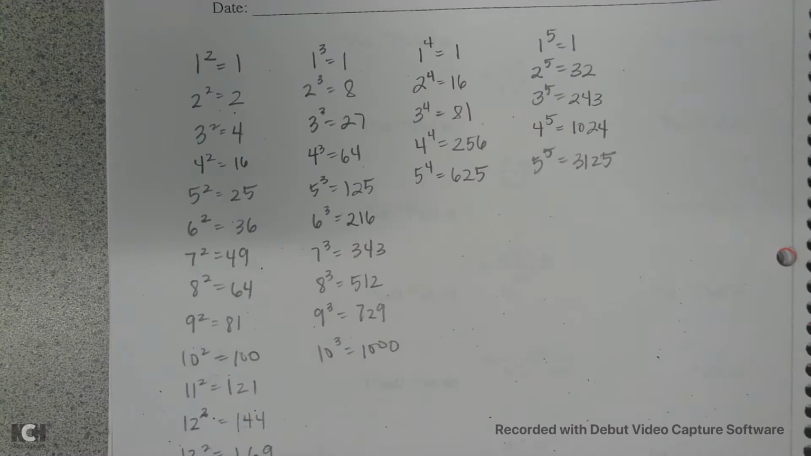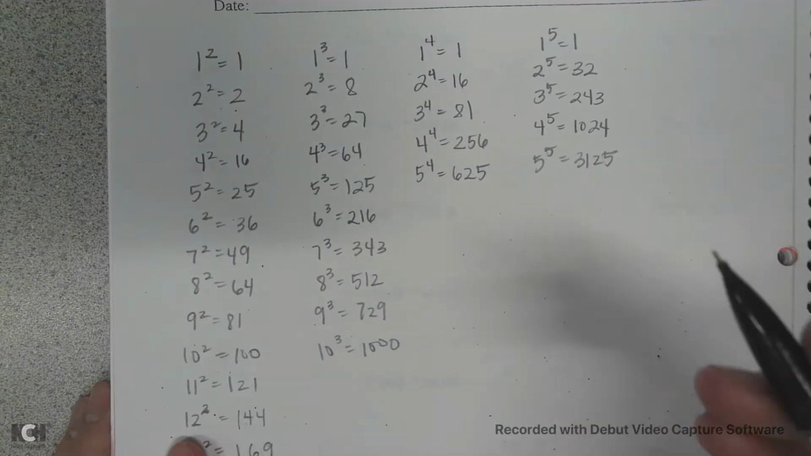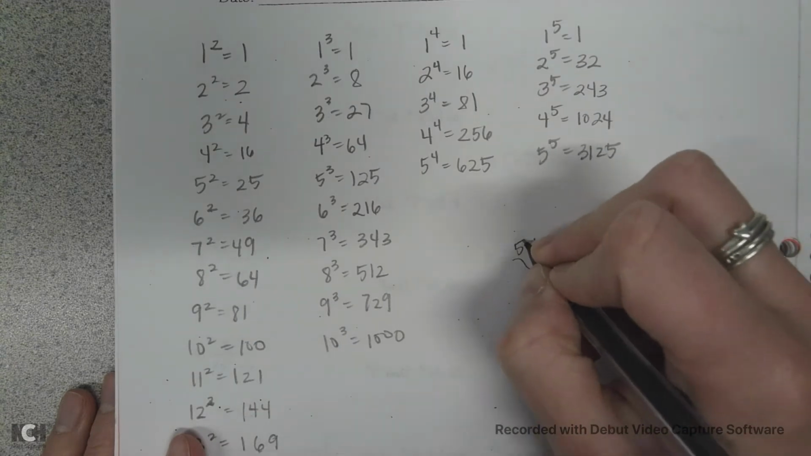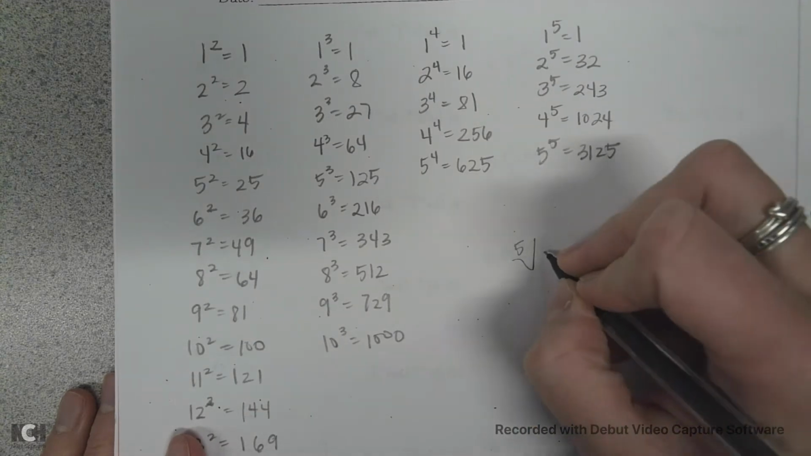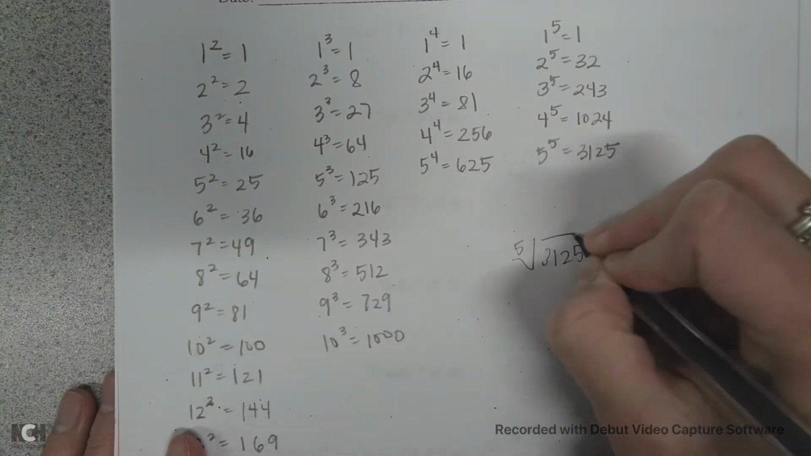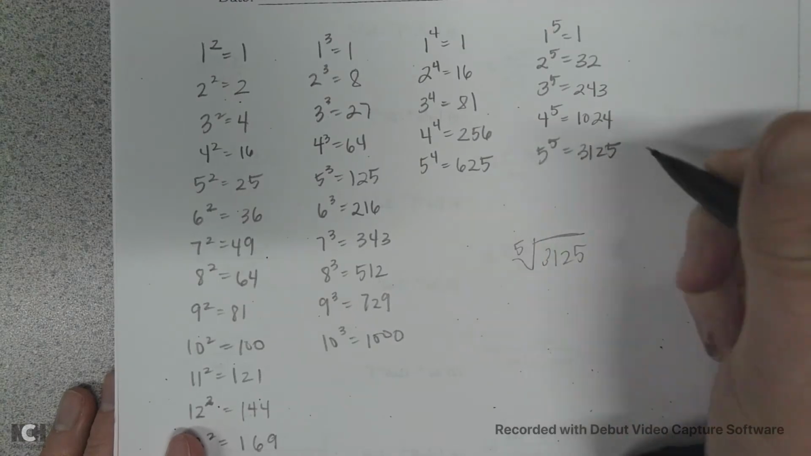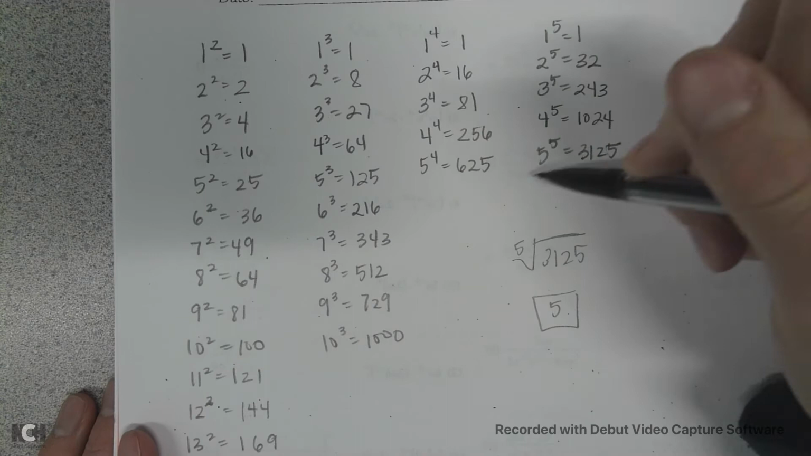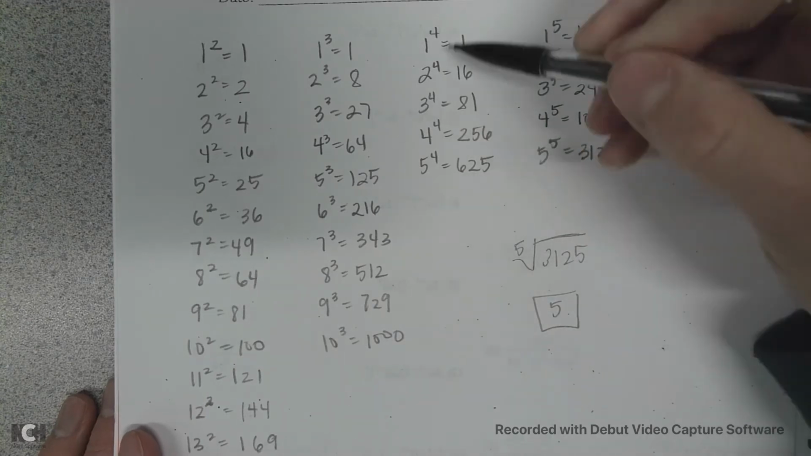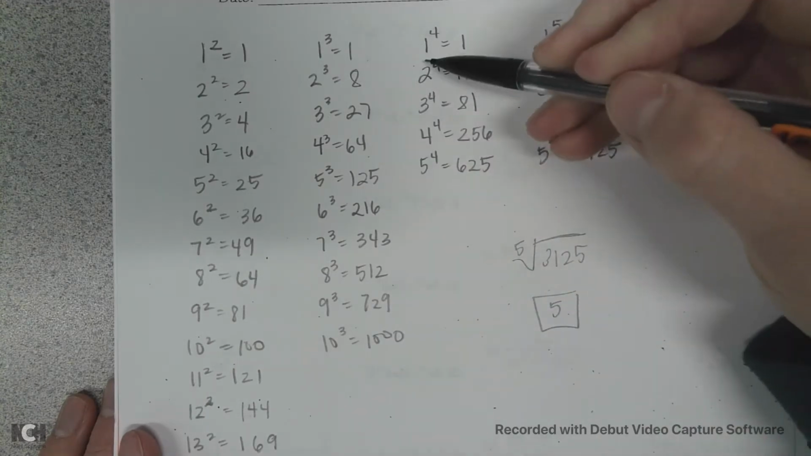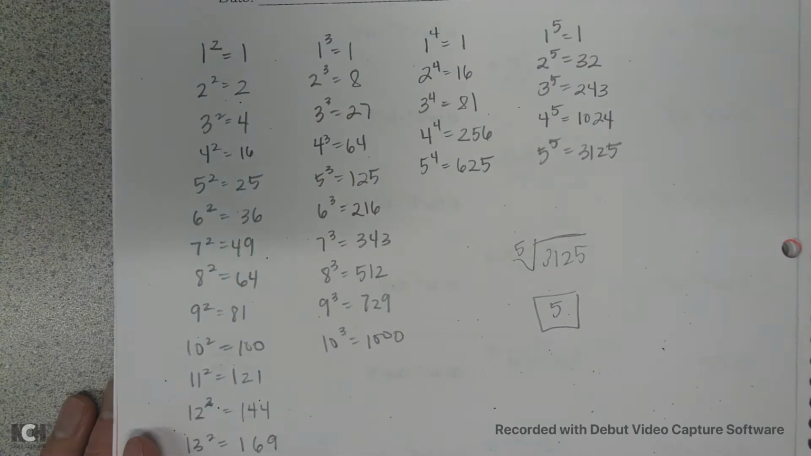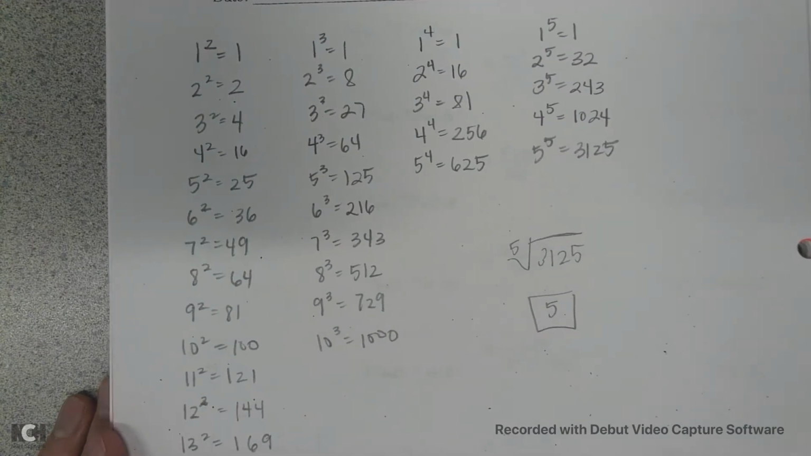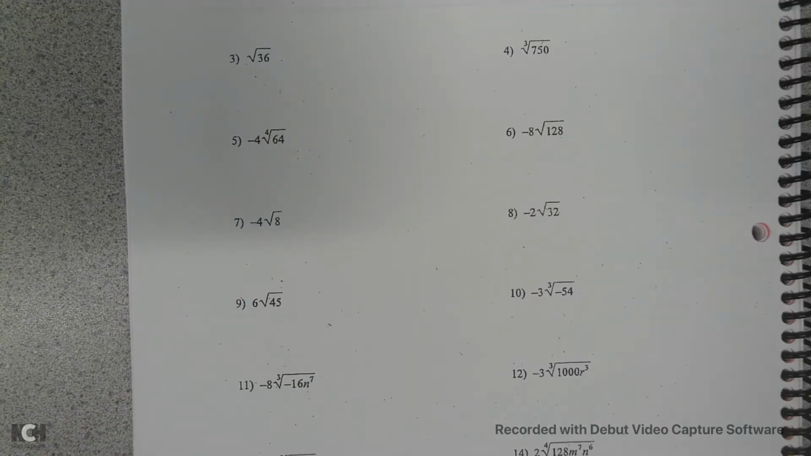The reason I'm showing you this is because today we're going to do the opposite. We're going to figure out what the 5th root of 3125 is. Well, the 5th root of 3125 is 5. So we're going to go backwards. We have these larger numbers, and we're trying to figure out what the root is, what the smaller number is. Okay, so that's our goal.